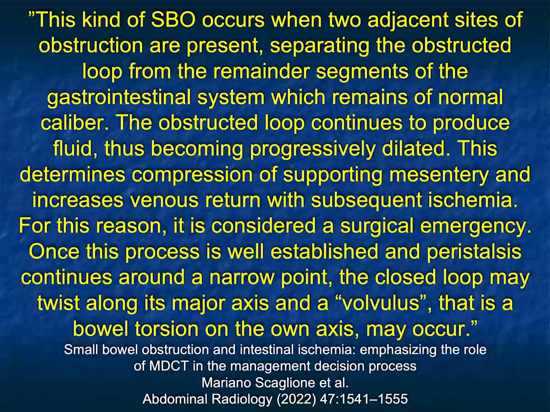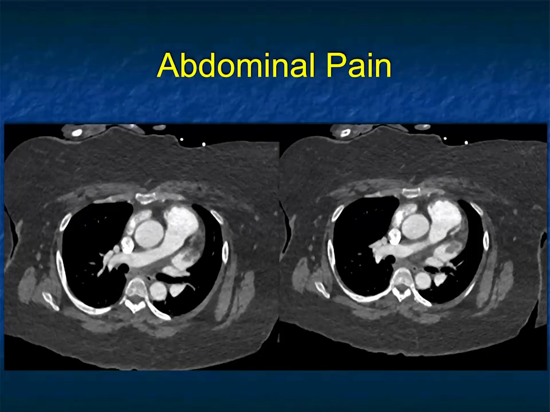The same article about bowel obstruction and ischemia. This kind of small bowel obstruction presents when two adjacent sites of obstruction are present, separating the obstructed loop from the remaining segments of the GI tract, which remains of normal caliber. So this obstructed loop continues to dilate. And that's why this is a surgical emergency. This closed loop can twist along its major axis, and a volvulus, that is a bowel torsion on its own axis, may occur. And that's what you saw very nicely in the last case.